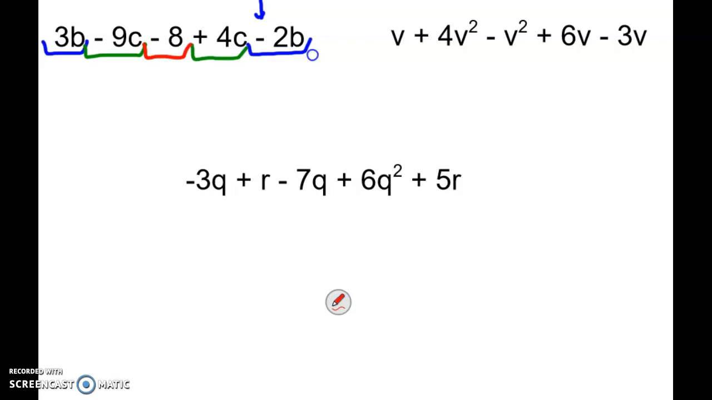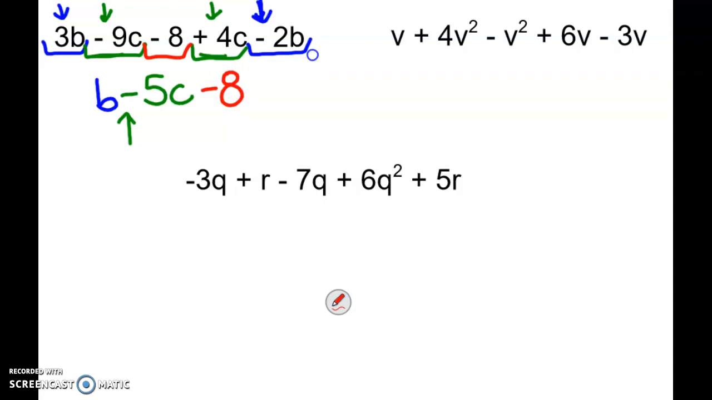Okay? So I found my like terms. I color coded them. Now I'm going to put them together. So let's do the B's first. 3 B's minus 2 B's. Well, 3 minus 2 leaves me with 1 B. So I can just write B. And then negative 9C and 4C. Well, negative 9 and positive 4 makes negative 5C. Again, it's negative, so I put that minus in there. And then the negative 8 doesn't have anything to combine with, so I just bring it down. Okay? All right, so the next one.